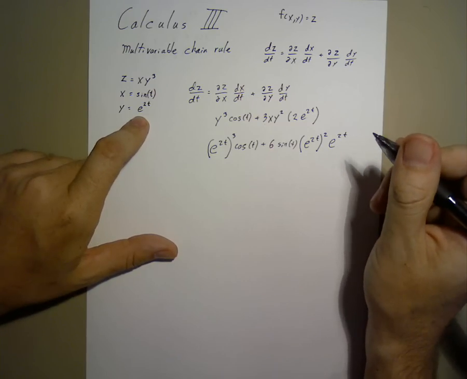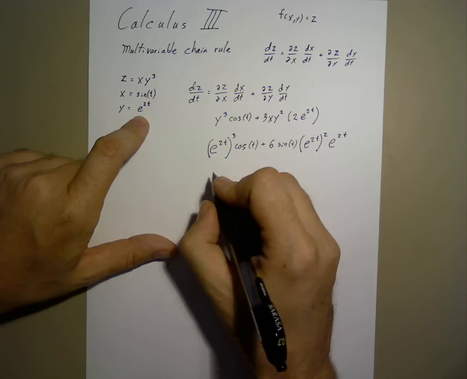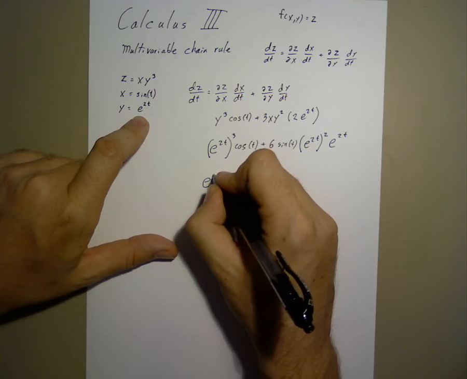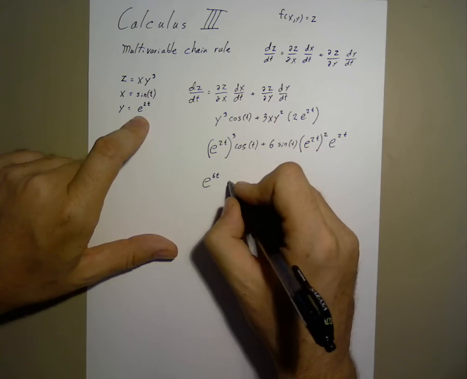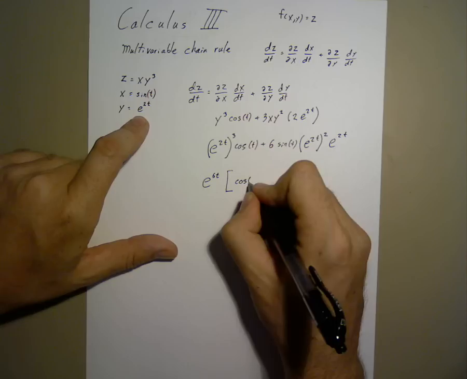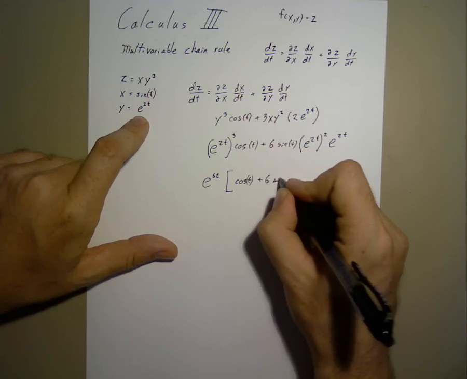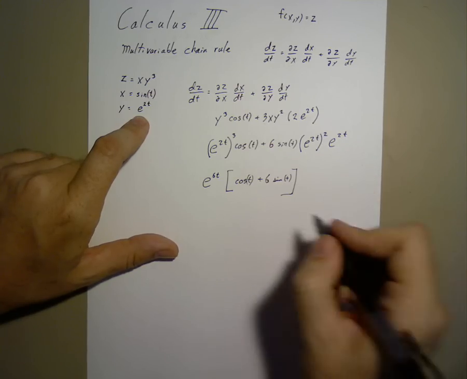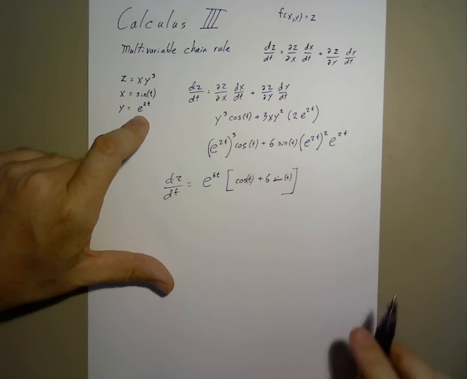Now this function could use quite a bit of simplification. In particular, we can write e to the 6t, times the bracket cosine t plus 6 sine t. That is the time derivative of z.